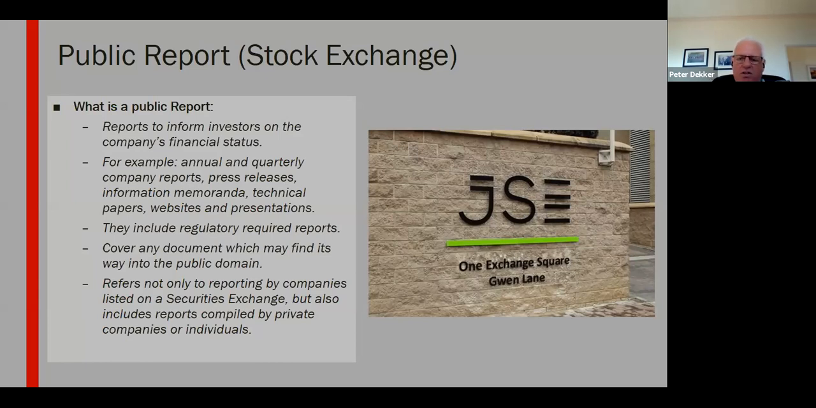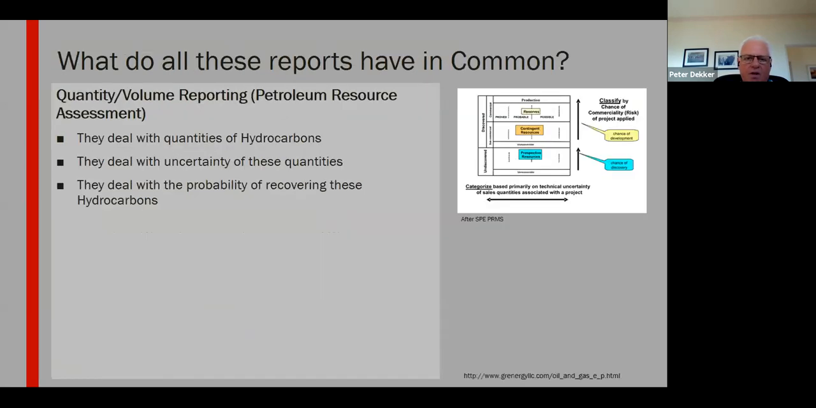So every oil company has to report to the agency twice a year on what they're doing, and these are reports required by the regulatory agency. They cover any document which may find its way into the public domain, and refer not only to reporting by companies listed on the security exchange, but also include reports compiled by private companies or individuals. So these are all public reports.